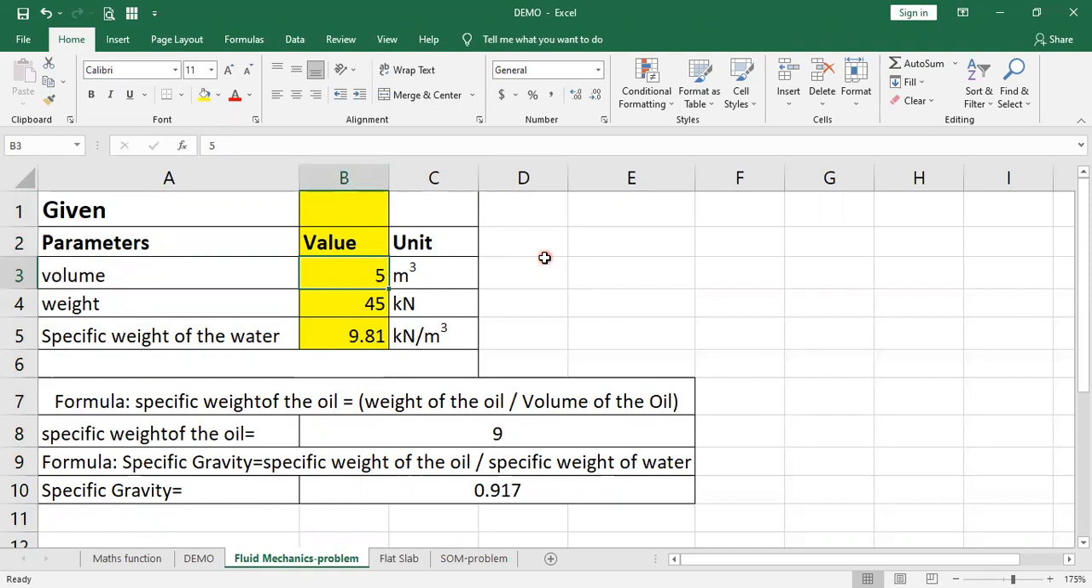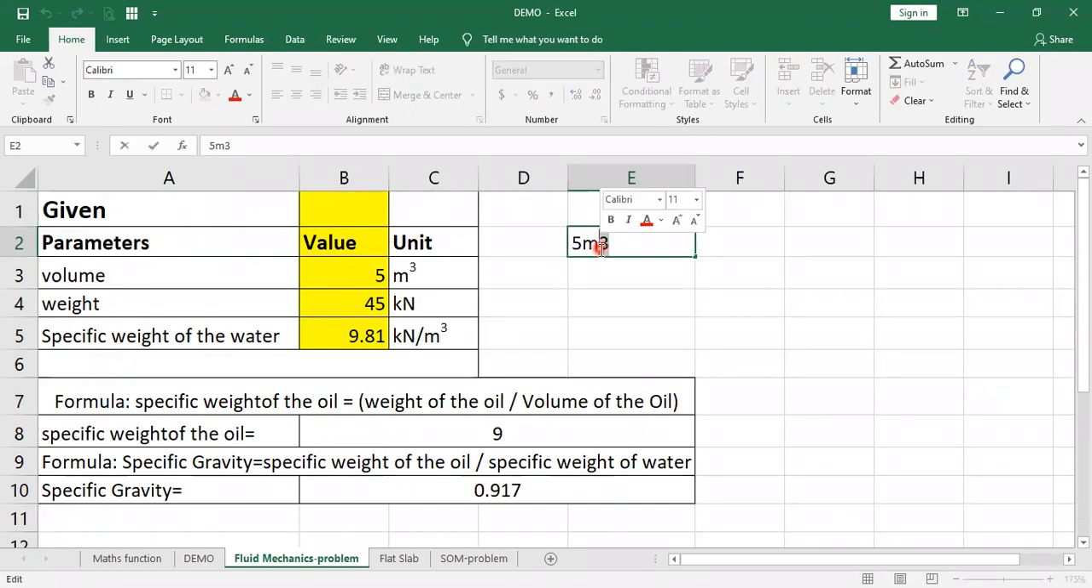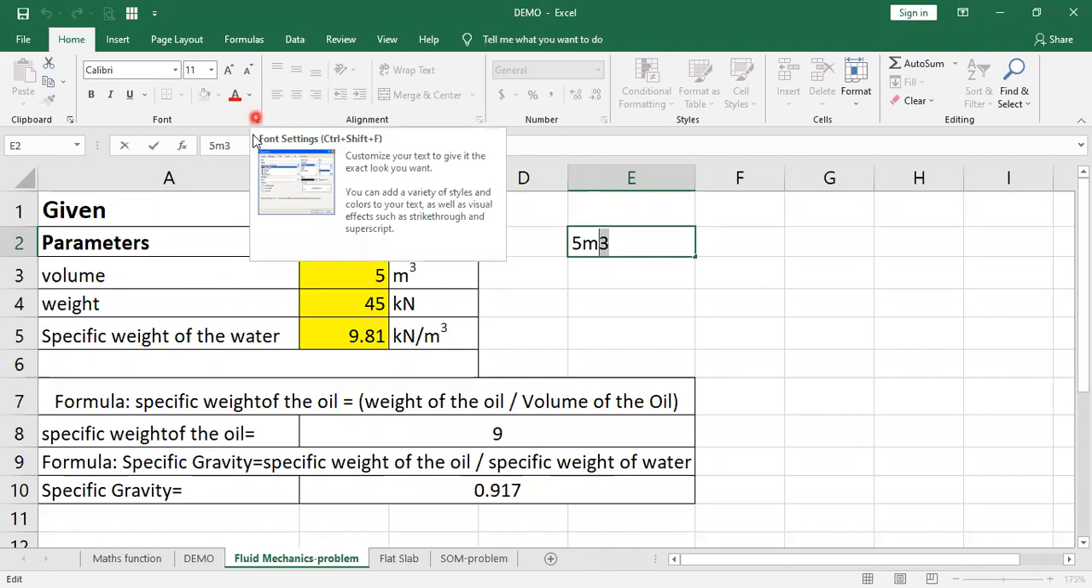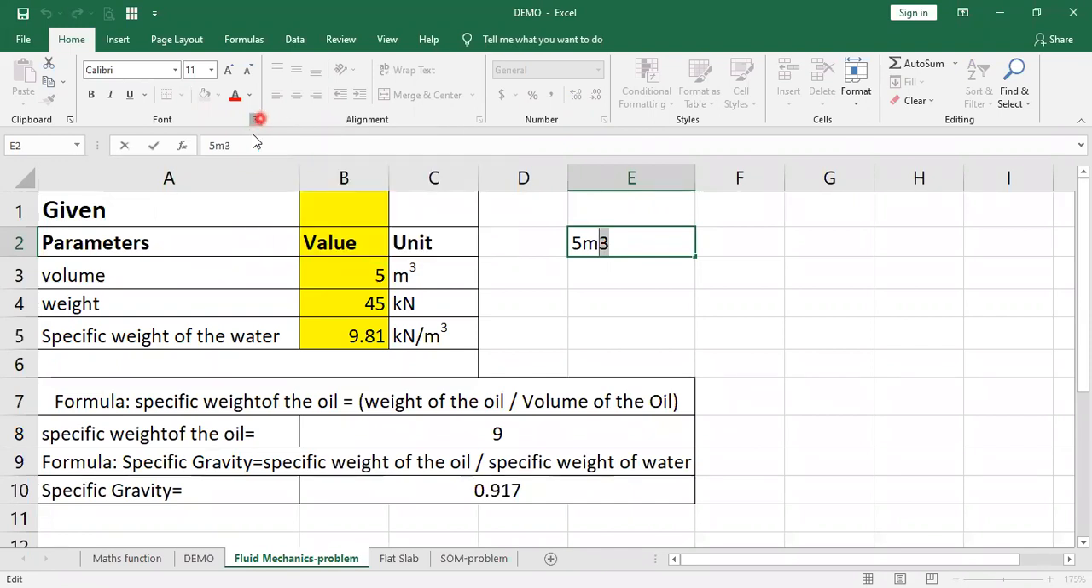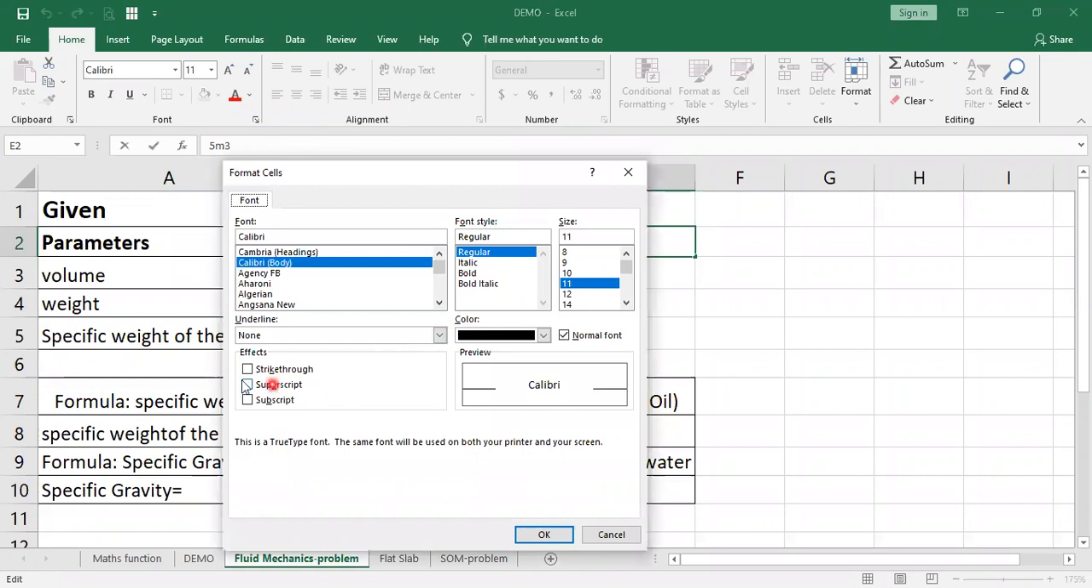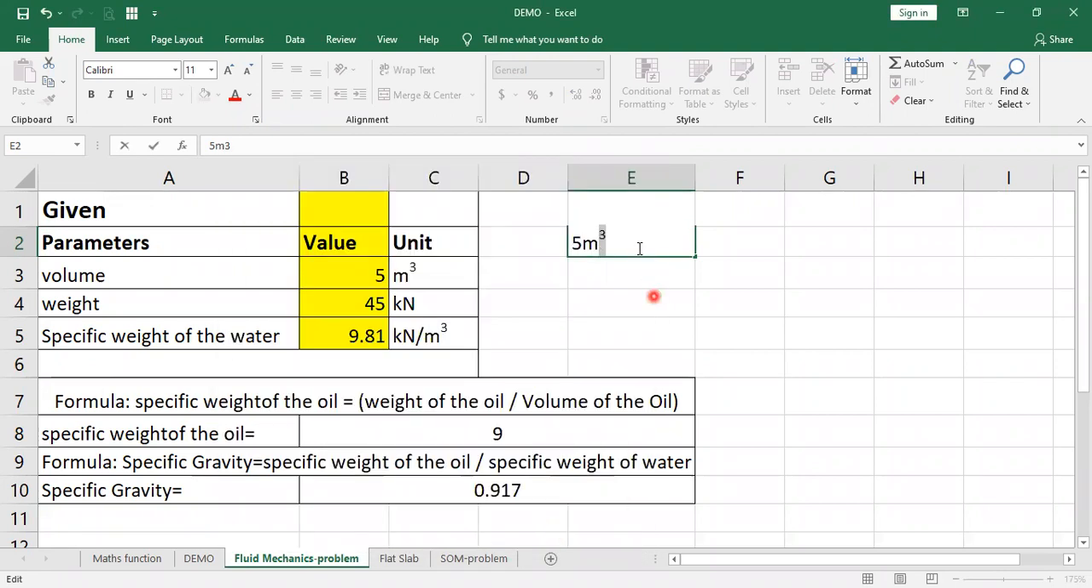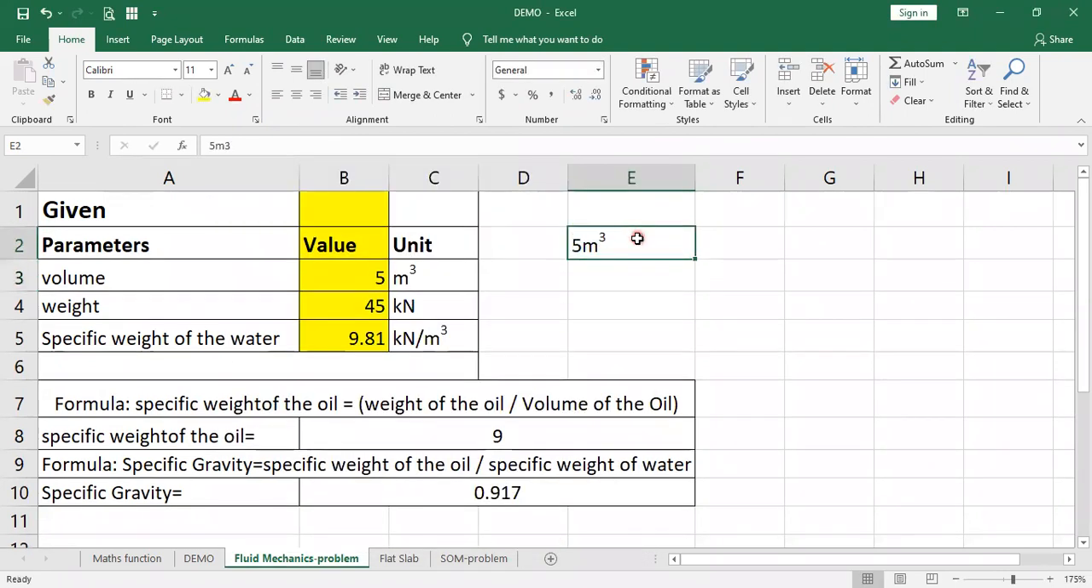So if you just make it like this, suppose I just want to make this 5 meter cube. So I'll write here 5 meter cube and just click on here. To make this cube, you can click on here, go to the font, and this is the arrow coming out. Click on here. And if you click on this, there is a subscript command. Just click on the subscript command and click on OK. So this will become raised to the power. So this is the one, 5 meter cube.